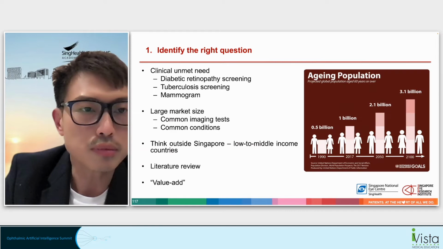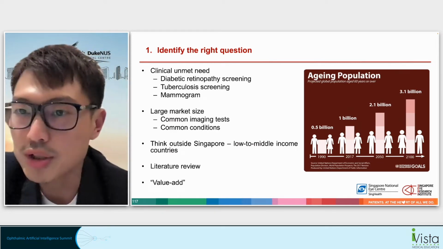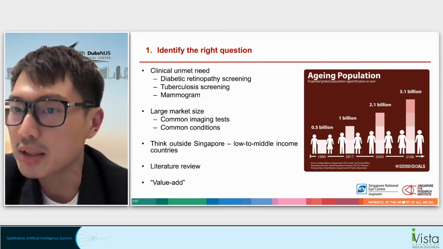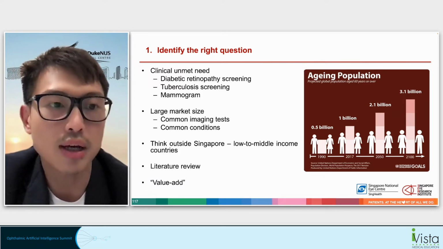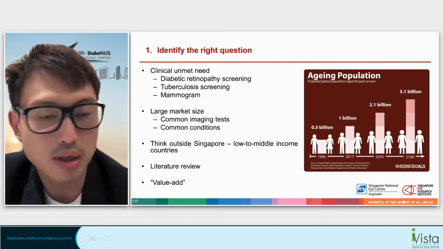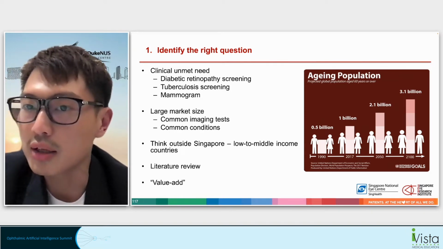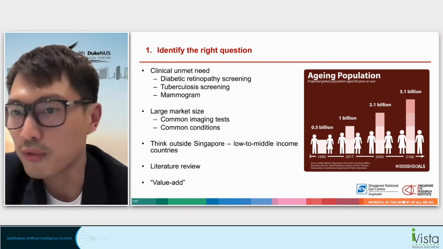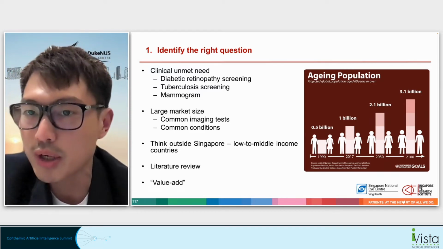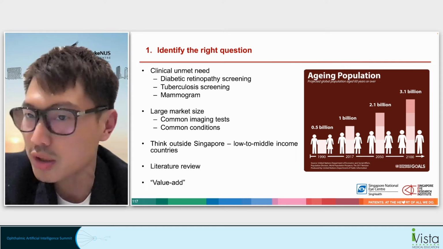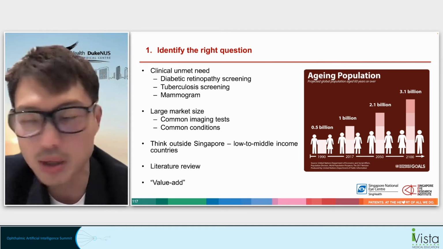And what is the right question? In fact, what is the unmet need? I think this is usually the first question, the intended use, right? And what is the market size we are currently thinking about? And of course, for the Singaporeans, we always say, how do we use it outside Singapore? Same thing for the US developer. How do you use it outside the US, and vice versa in other parts of the world?